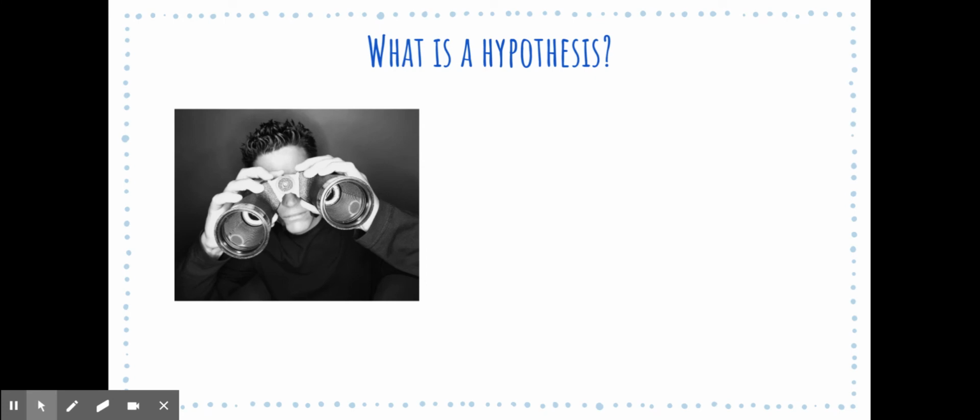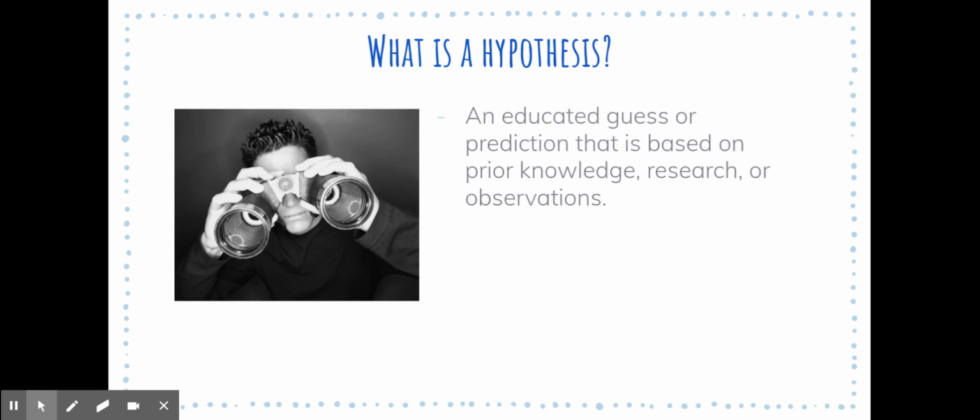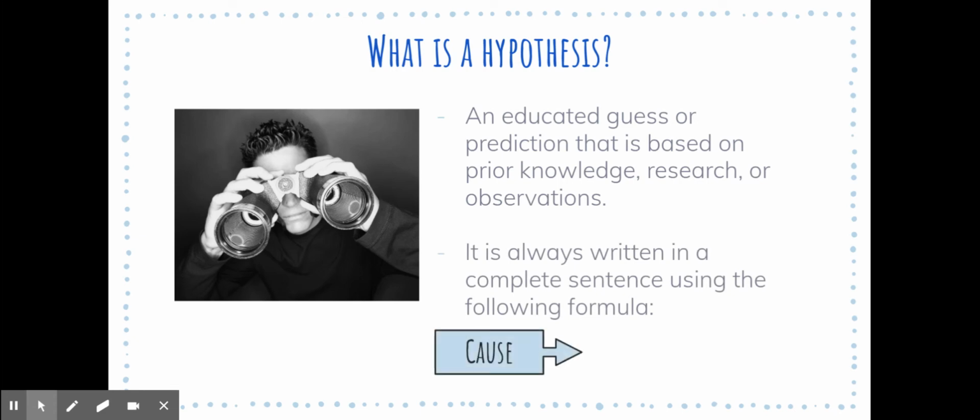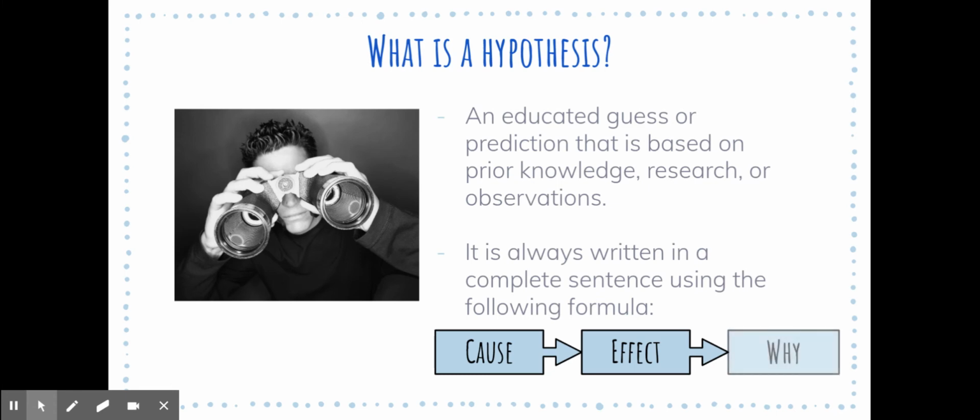So what is a hypothesis? A lot of times you'll hear it called an educated guess or an educated prediction. It's really an educated statement based on prior research, knowledge, or observations. And it is always written in a complete sentence, and we kind of use the same formula. What is causing it? What happens when I do that? And why, right? So it's the cause, effect, and why.